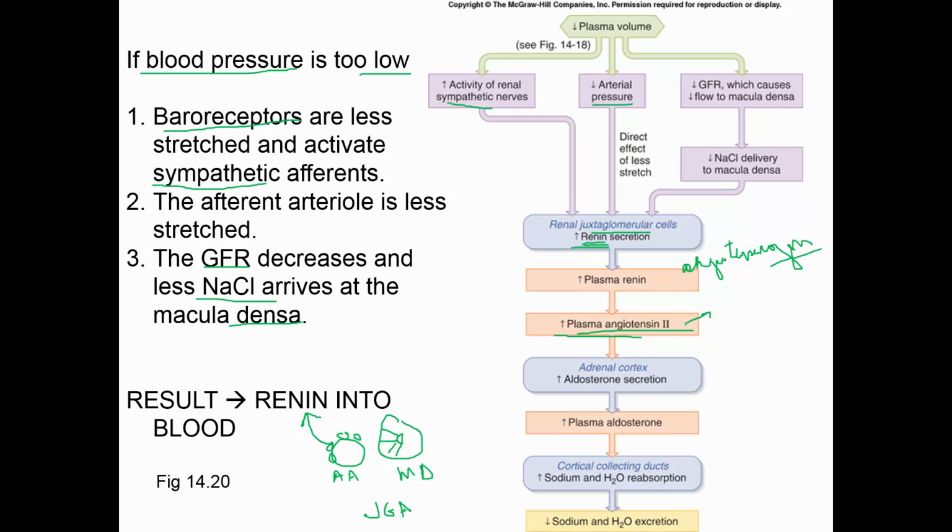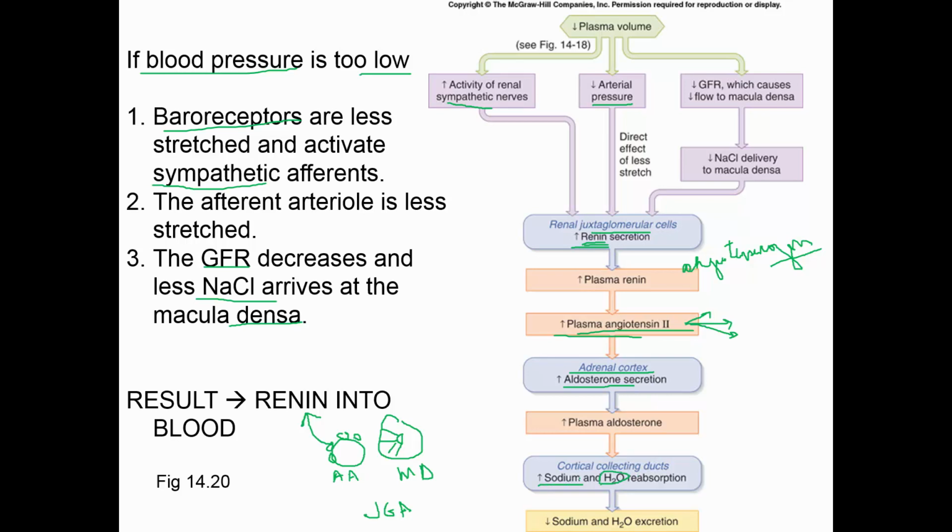It's going to constrict your blood vessels. It's going to tell you to reabsorb sodium. And it's going to go to the adrenal cortex and tell the adrenal cortex to release aldosterone. Aldosterone is going to go in the blood, go to the late distal tubule and the cortical collecting ducts, and tell them to reabsorb sodium. Later in the tubule, water will follow.